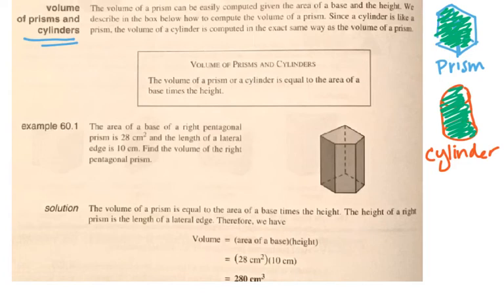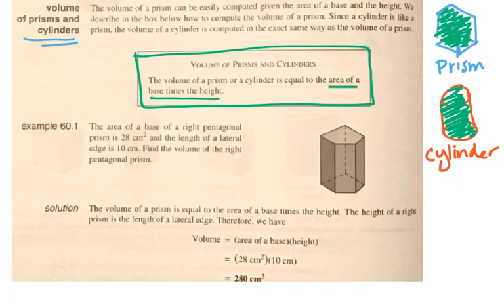That's the volume. And to calculate the volume of a prism, it's pretty simple. We just need to multiply the area of the base by the height. So they're just defining that here. The volume of a prism or cylinder is equal to the area of the base times the height.